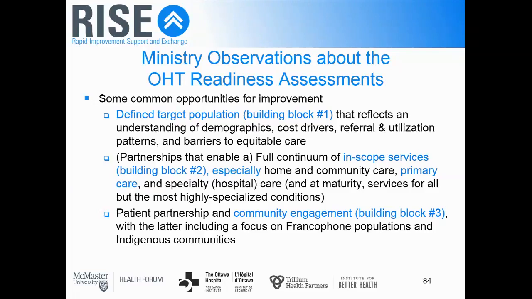Second, full continuum of in-scope services. So this is now moving from building block 1 to 2. Some of the applications that came forward might have been very strong on home and community care, might have been very strong on acute care, some might have been strong on primary care, but remember that eventually every team needs to get to the full continuum of care. And at this stage, the absolutely essential sectors are home and community care, primary care, and acute care. So all of them need to be represented at the team table.